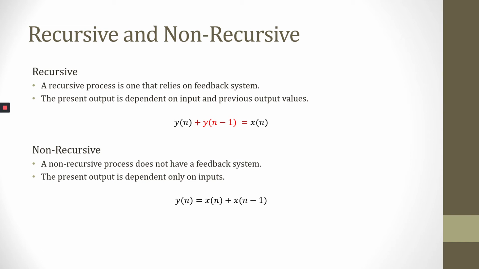A recursive process is one that relies on a feedback system. Like this one, the present output yn is dependent on input xn and previous output values yn minus 1. In general, a system whose output yn at time n depends on any number of inputs and also past output values, for example yn minus 1, yn minus 2, is called a recursive system.